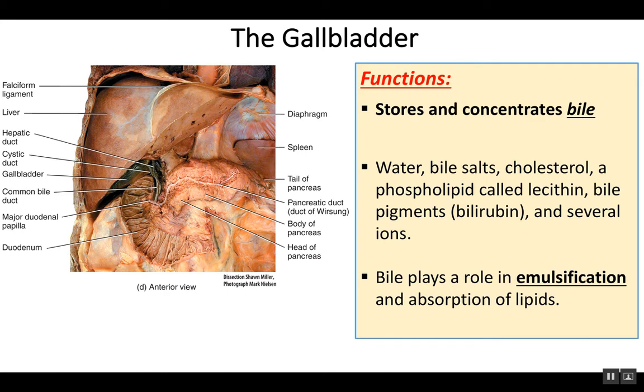What is in bile? Water, bile salts, cholesterol, lecithin, some pigments like bilirubin and other metabolites, and then some ions. Again, it serves two major roles. One is it's an excretory material that contains bilirubin. We can get rid of the bilirubin. And then the bile salts are responsible mostly for that emulsification of lipids. So dispersing the lipids out to be easier to digest.